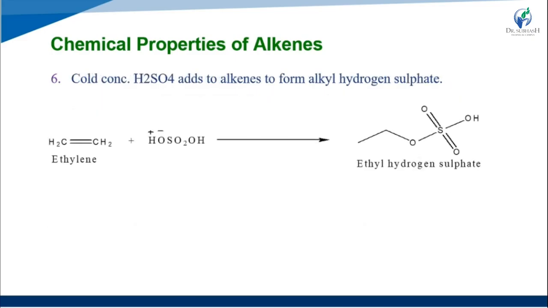Now we learn the sixth reaction, that is cold concentrated H2SO4, sulfuric acid, added to alkenes to form the alkyl hydrogen sulfate. So first we take ethylene plus H2SO4 in cold and concentrated conditions, and making ethyl hydrogen sulfate. So this is the sixth method.